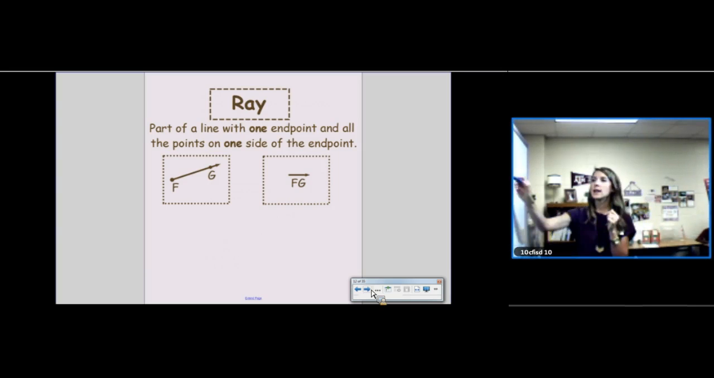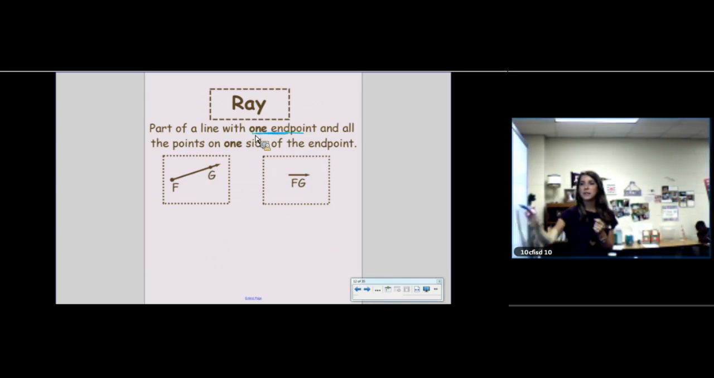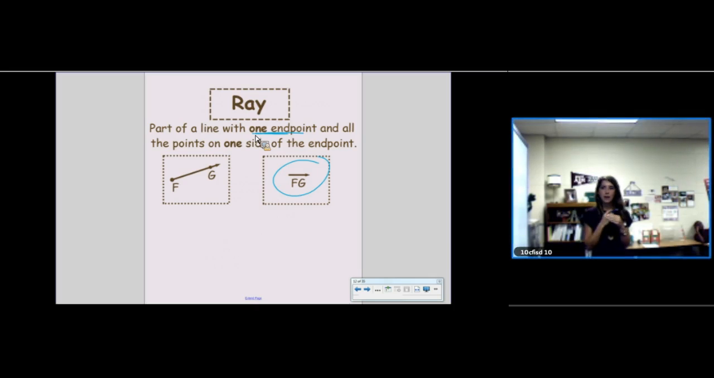It has one end point, and then all the points are on one side of that end point. Notice capital F, capital G, with a ray on top. One arrow only. So that's the notation for a ray.